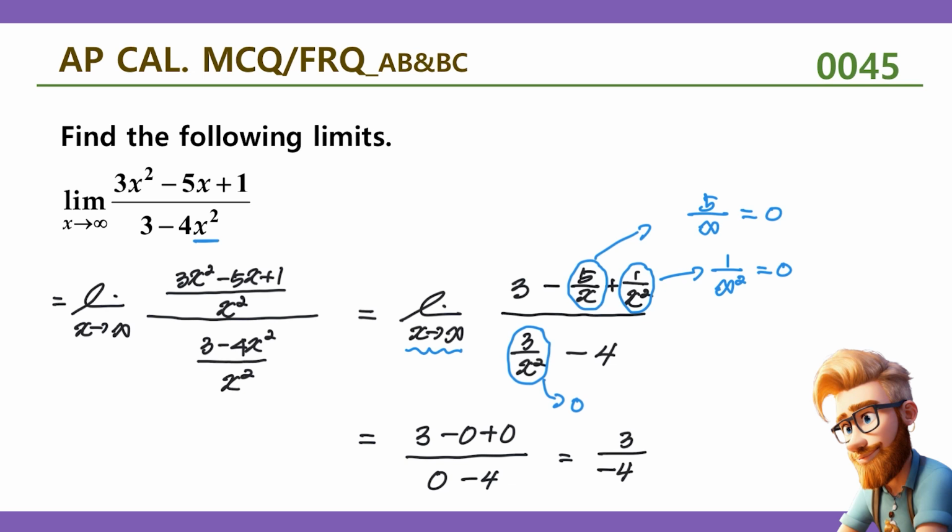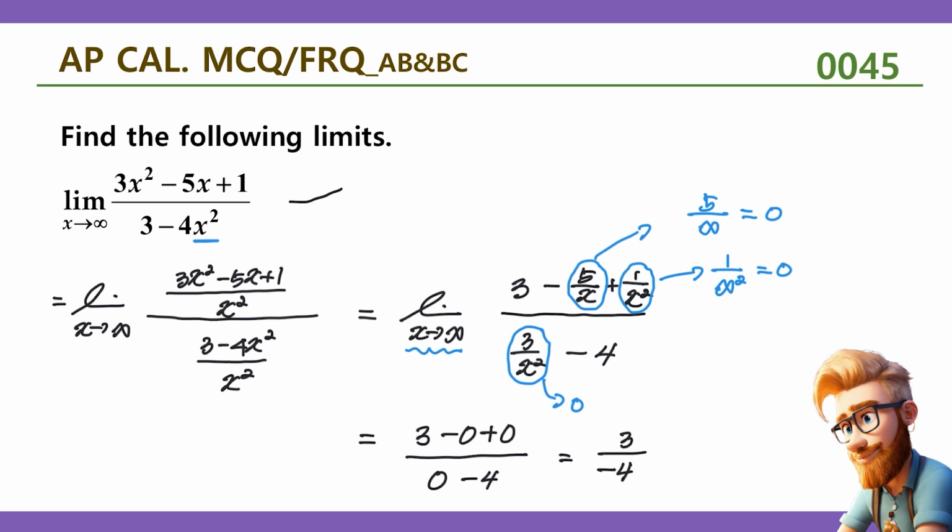Also, there is another way to find the limit as x approaches positive infinity or negative infinity. When both the numerator and denominator have the same degree, in this case degree 2, then the answer is the leading coefficient of the numerator over the leading coefficient of the denominator, which is 3 over negative 4. It is because this is a rational function with the same degree in numerator and denominator. Then we learned that the horizontal asymptote is 3 over negative 4.